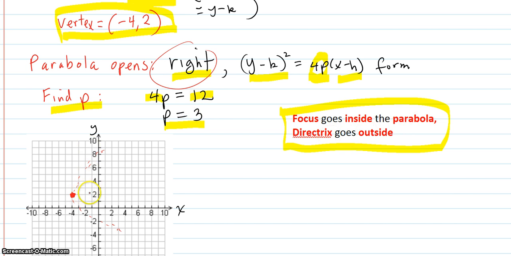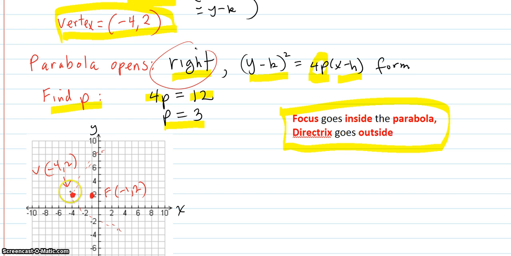The focus goes inside the parabola, and the p is 3. So 1, 2, 3, right there. So the focus is at -1, 2. Just by counting, not by doing any math there. And then the vertex is at -4, 2. Let's put that there. -4, 2. That's the vertex.